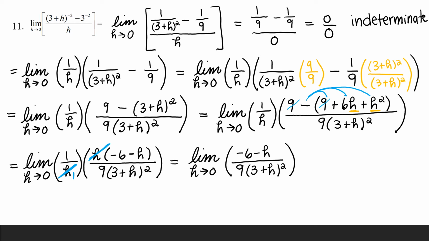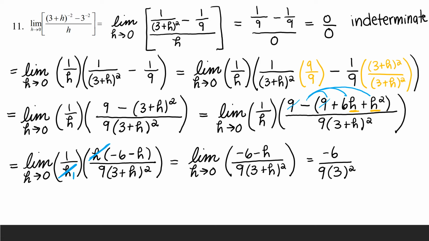And it looks like now when I use direct substitution, I won't have a 0 over 0 anymore, so let's try that out. So I have negative 6 minus 0 over 9 times (3 plus 0) squared. And when I look at this, I go, oh man, I do not want to do 9 times 3 squared and then have to worry about that 6. So I'm just going to look for some common factors now.